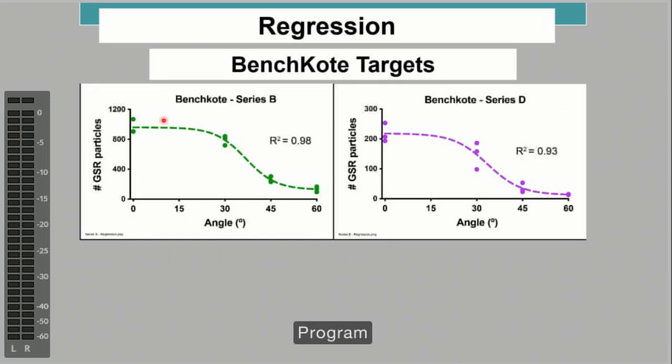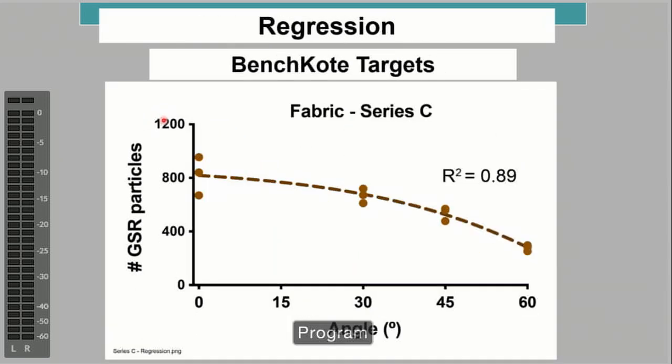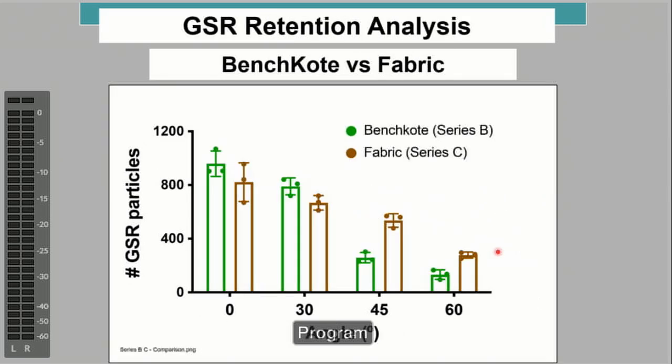We got very good agreement, the validity with the R squared value. So the GSR particulates, and when you compare the bench coat and the fabric, there's a difference. There's a difference in the amount of particulate that's retained.